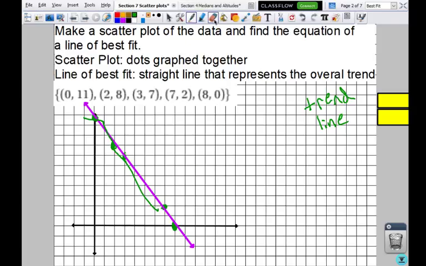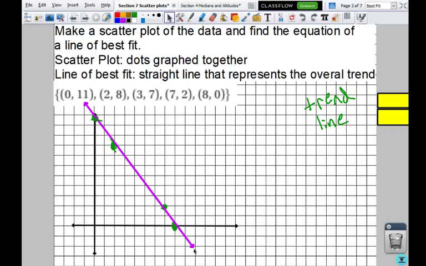That's not what this is. It's a straight line, and it represents kind of the overall way your dots are going. My dots are going down and right. This line is going down and right. And I kind of want to try to put it like right in the middle of all the dots. So even though I'm only really touching two dots, it represents the overall trend.